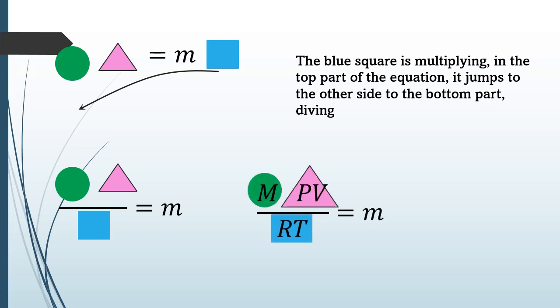Now that we have solved the equation for the M, we can switch these images back to the original terms. For example, instead of having the pink triangle, now it's PB. Instead of having the blue square, now we have the RT.